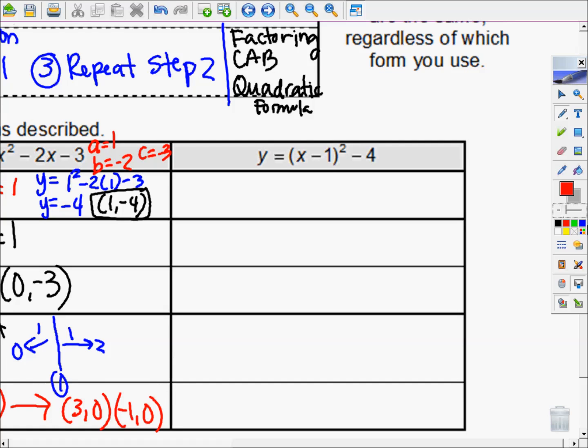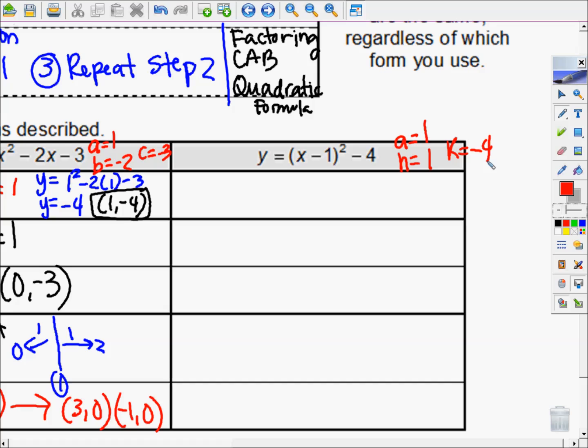All right, so now we're on this part. So at this problem, we're going to identify again what our key coefficients are. What is A? If there's no number, 1. What is H? 1. And what is K? -4. Remember transformation, that's what the formula is.